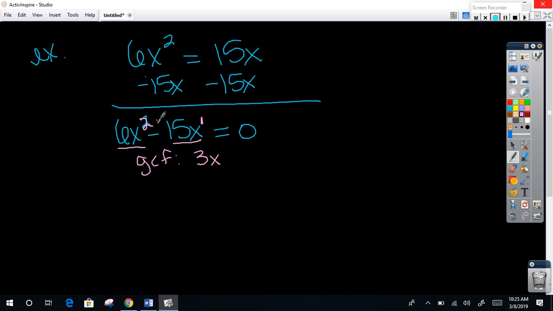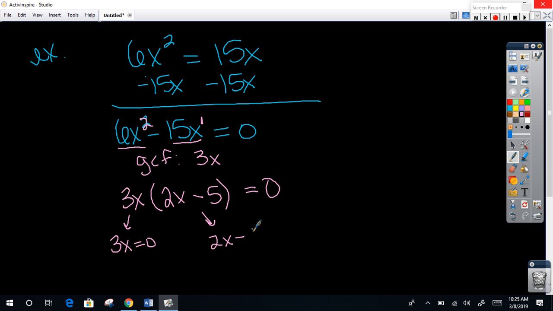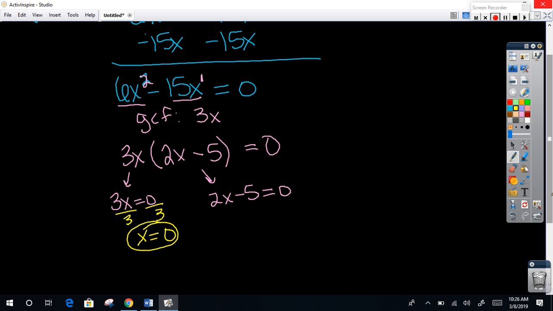If I take the GCF out, I put the 3x on the outside, what's left inside? 2x minus 5. Everybody goes to 0. The 3x goes to 0, and then the 2x minus 5 goes to 0. You solve each one of those on your own, see what you get. For the first one, you divide by 3, and you get x equals 0. That's answer number 1. For the next one, what do you do first?